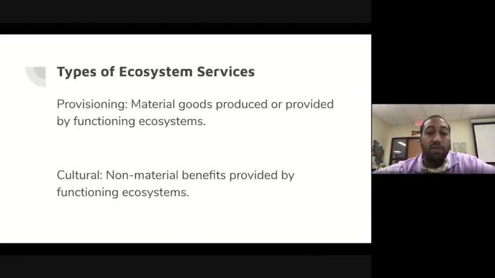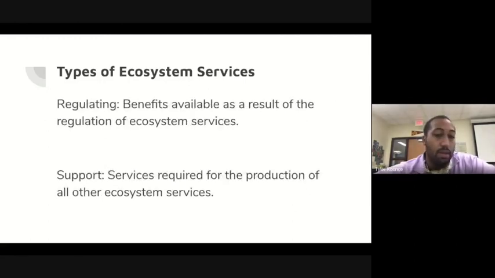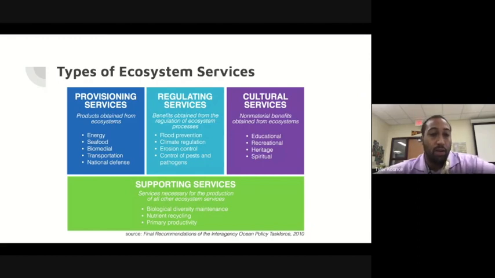So our types of ecosystem services, I mentioned these before, but we have preserving. So these are material goods produced or provided by a functioning ecosystem. Cultural, so these are non-material benefits provided by functioning ecosystems. Regulating, so benefits available as a result of regulation in the ecosystem. And support, services that are required for production of all other ecosystem services. So they kind of interweave with one another, especially with support, because support is kind of holding up the rest of those 3. This is actually a pretty good graphic and good way to look at it.